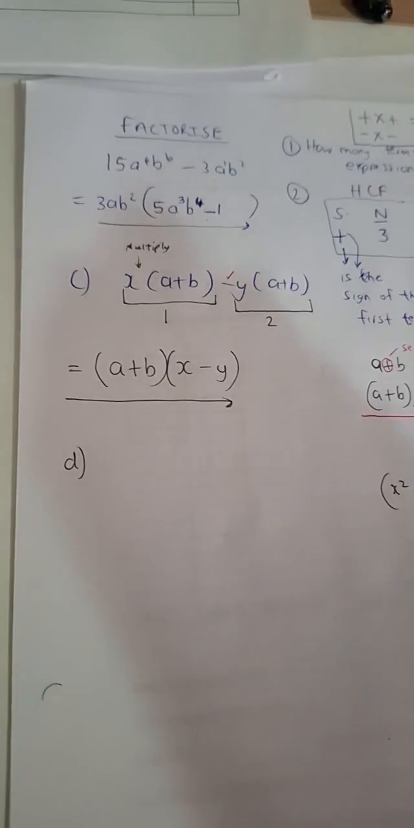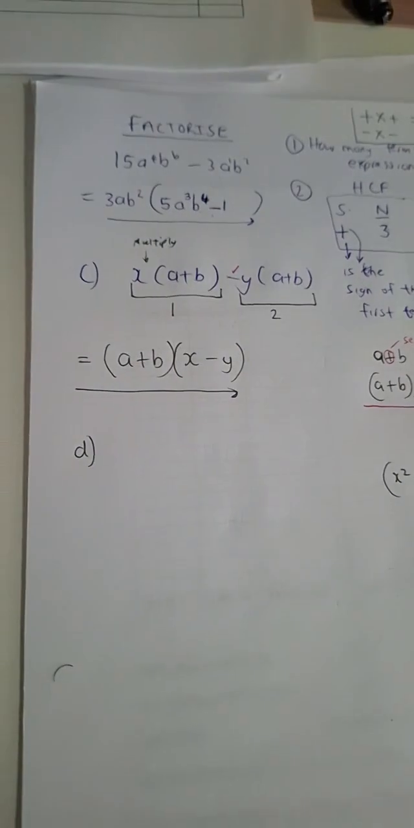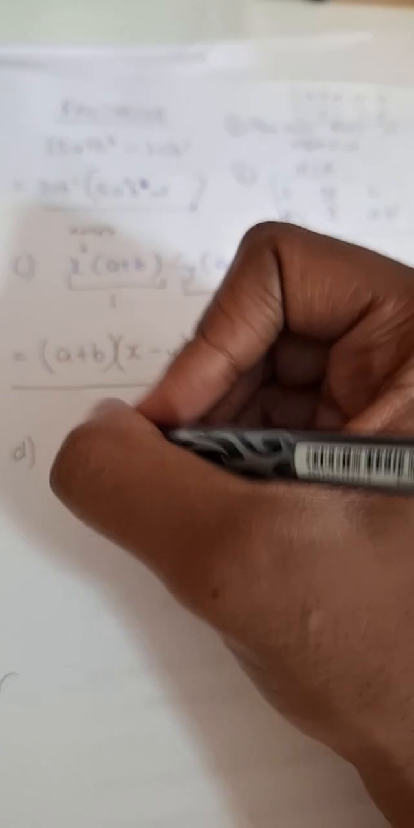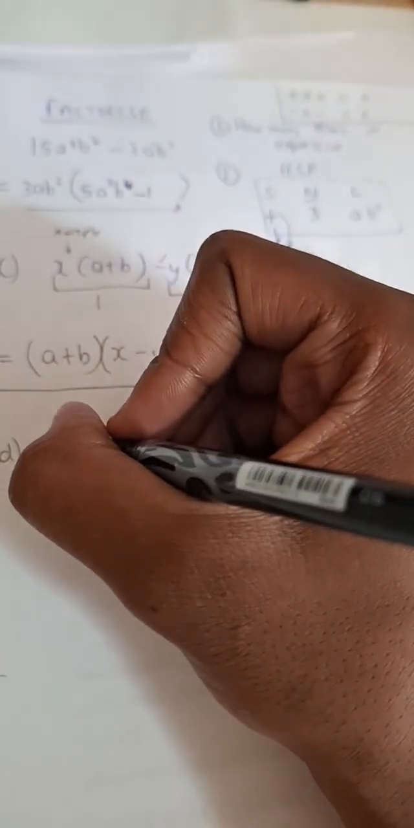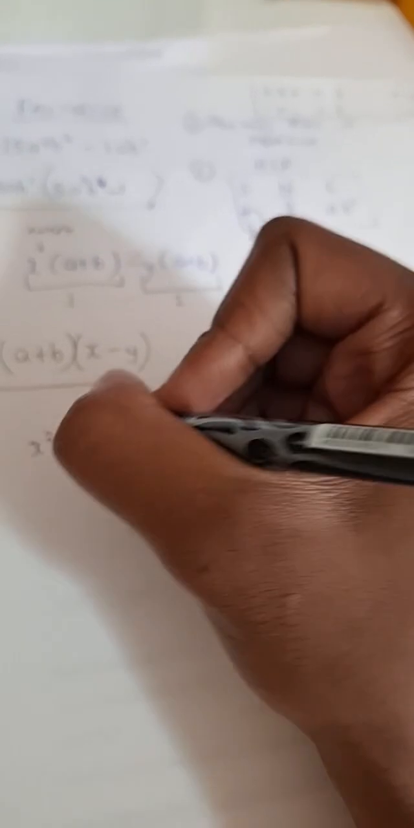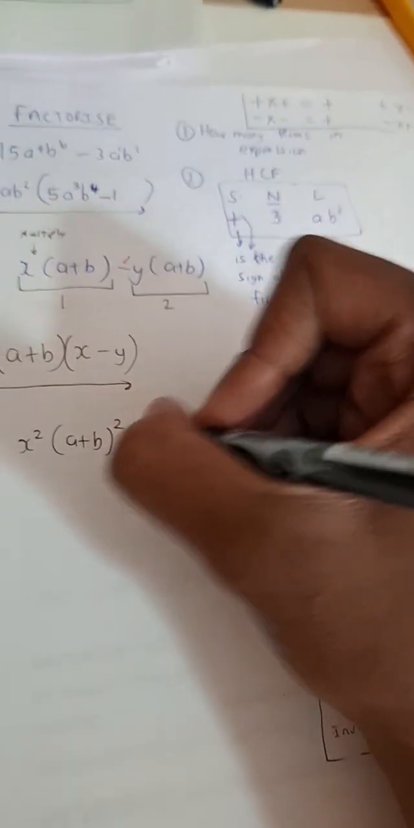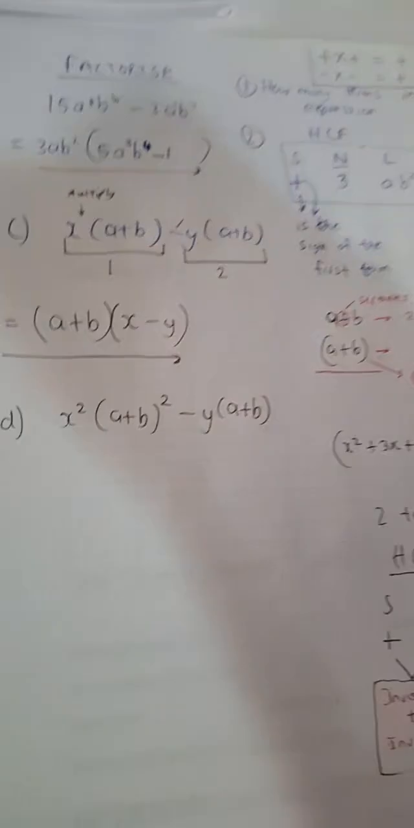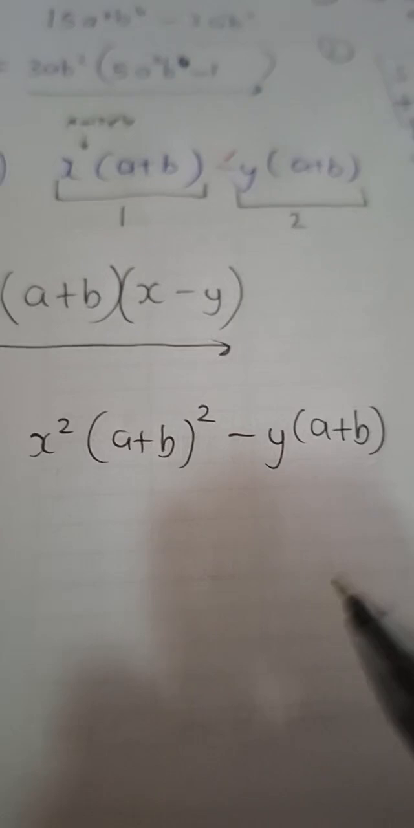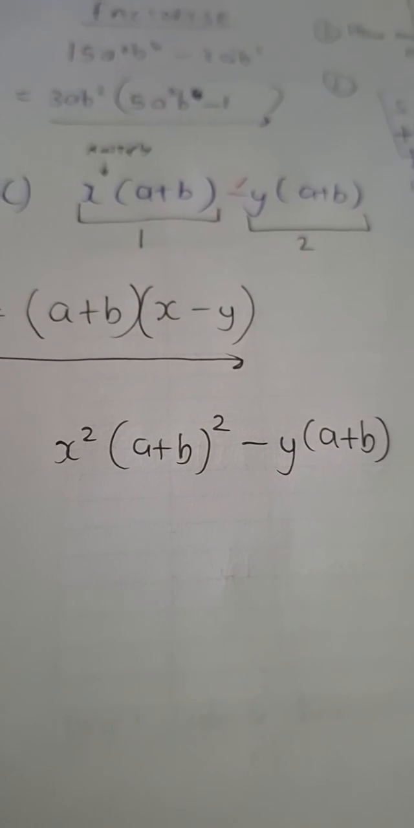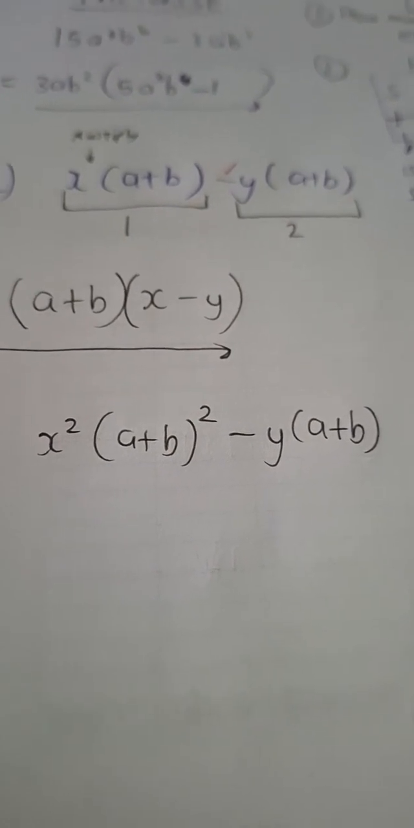Okay. But let me do a few others just so that we can all be on the same page and maybe people as well can see. Let's say we had x squared into a plus b squared minus y into a plus b. Let's say this was the question.